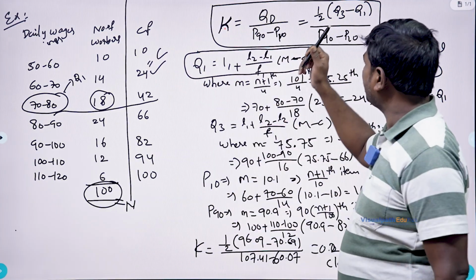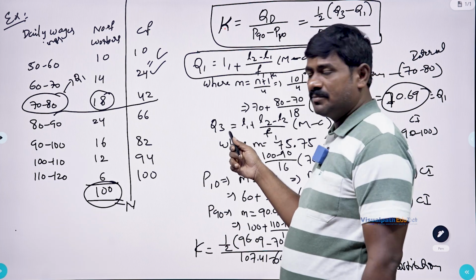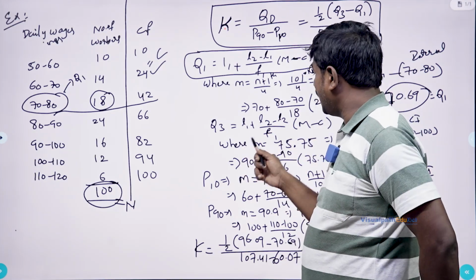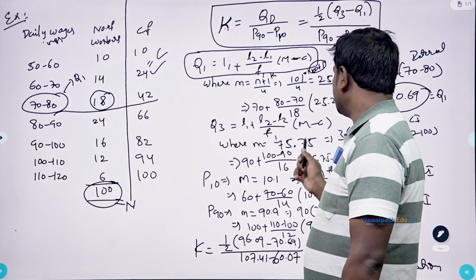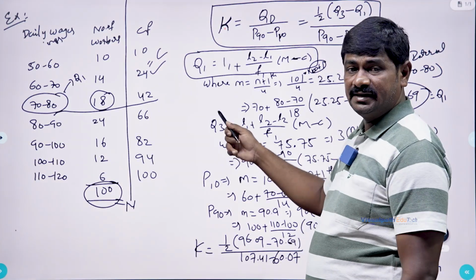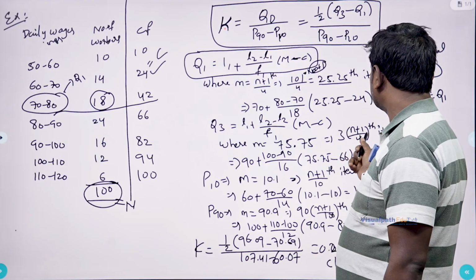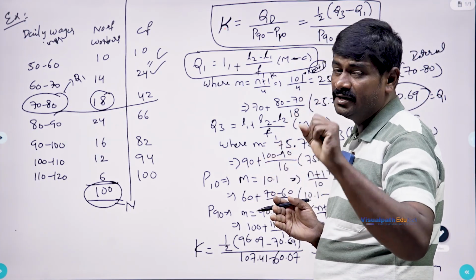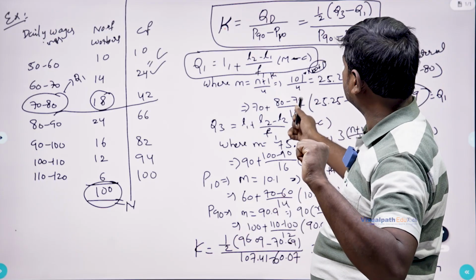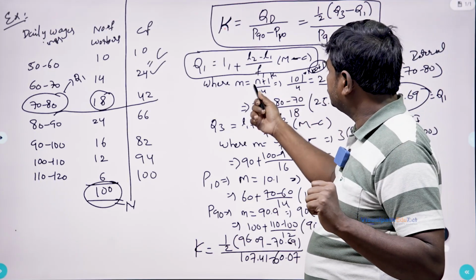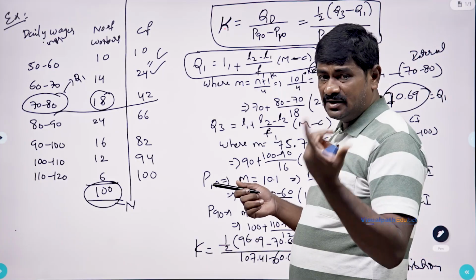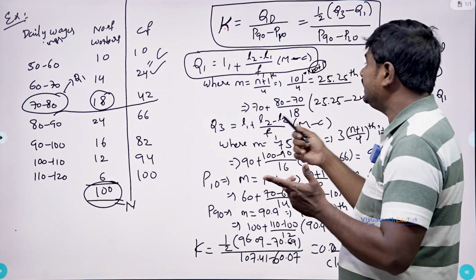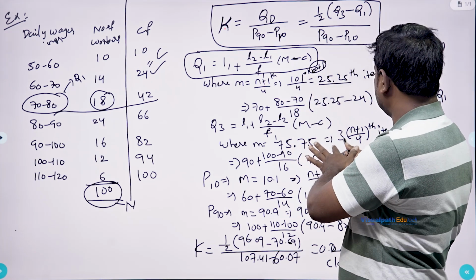Then similarly, we have to find Q3. With the same formula substituted, that is L1 plus (L2 minus L1) by f into (M minus C), where M is equal to 75.75. Why? Because we have to take the 3 into (n plus 1) by 4th item, since we have to select the third quartile. The first quartile is 1 into (n plus 1) by 4, the second quartile is 2 into (n plus 1) by 4, which is nothing but (n plus 1) by 2, and the third quartile is 3 into (n plus 1) by 4.